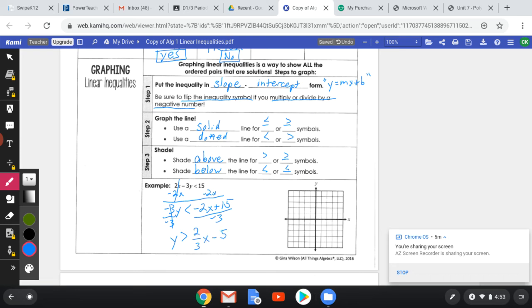And now we're going to graph here. We start at negative 5, 1, 2, 3, 4, 5, right here. And we go up 2 over 3: 1, 2, 3, right there.